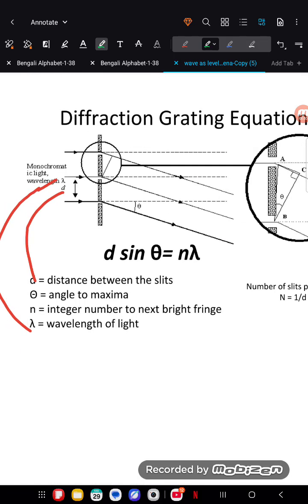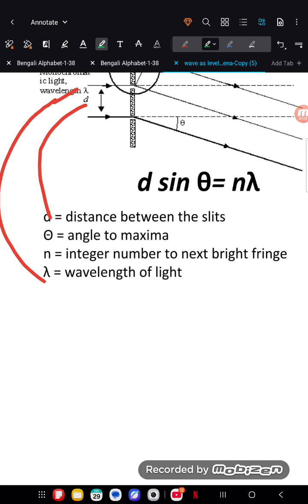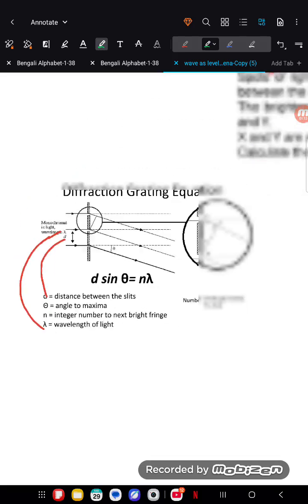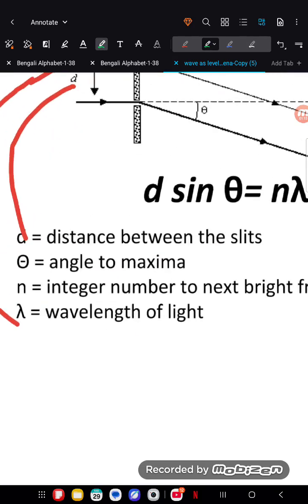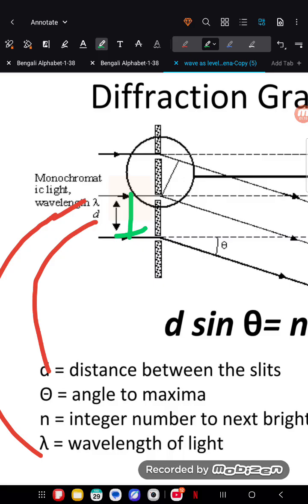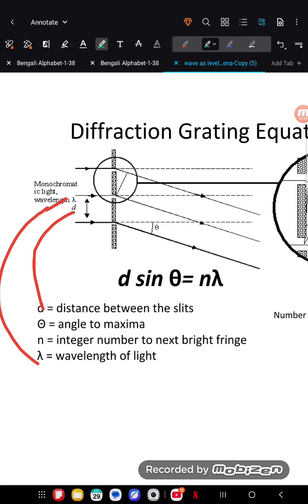Then the integer n is the number of orders, right? Order 1, order 2, order 3. n is the number of the order, and this is the wavelength. Again I am repeating, d is the distance between the slits, this small d is the distance between these slits.